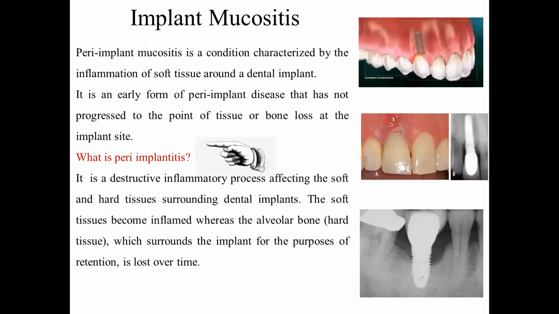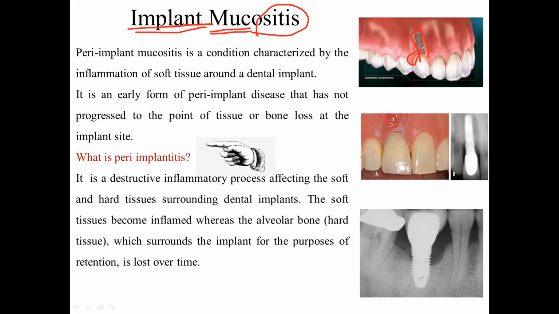Now coming to implant mucositis, it was questioned in the exam. First, you understand what implant mucositis is. The word is telling you that itis stands for an inflammatory condition. Inflammatory condition of what? Mucosa. Where? Near the implant. The word itself is telling you what the question is talking about. The inflammatory condition of the mucosa near the implant, that is called mucositis, implant mucositis.